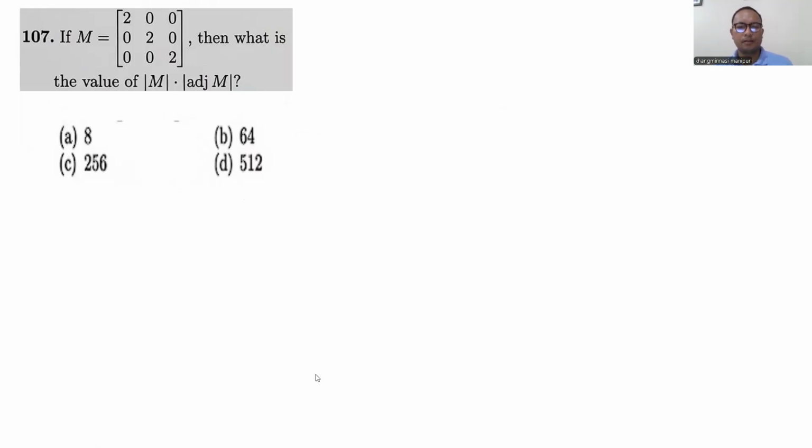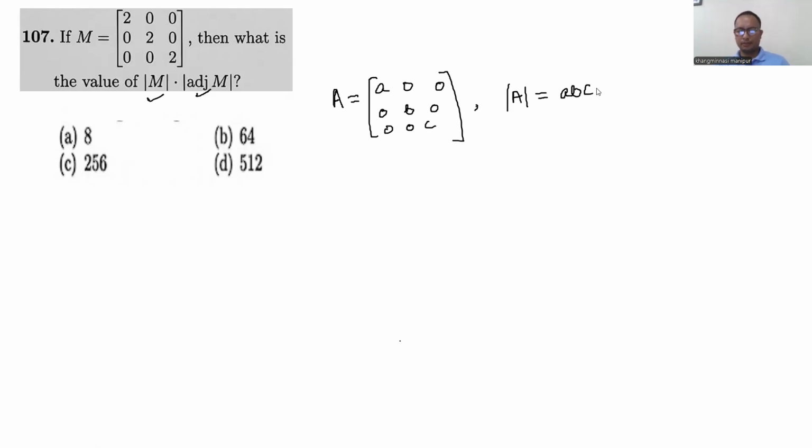M is a matrix, and we need the determinant of M into the adjoint of M. If you look closely here, the matrix has A, 0, 0, 0, B, 0, 0, 0, C. These are all diagonal elements. This is a diagonal matrix, and its determinant is the product of the diagonal elements. This is the first concept.